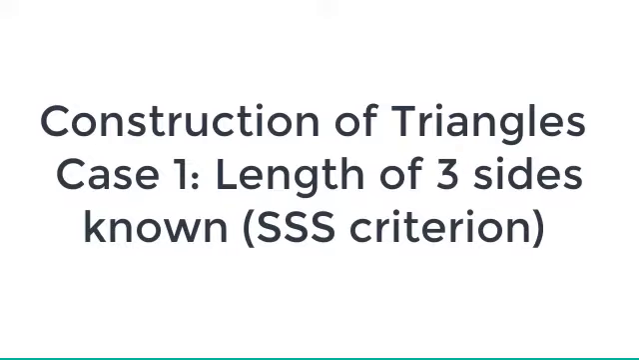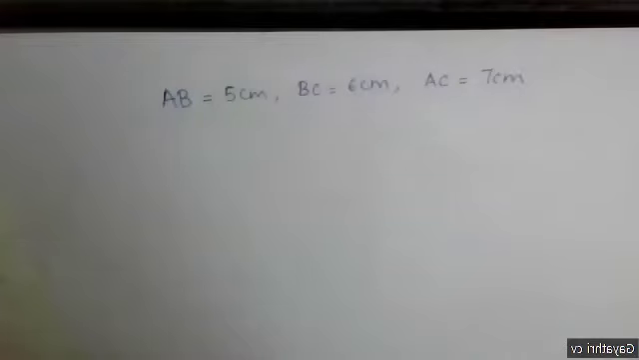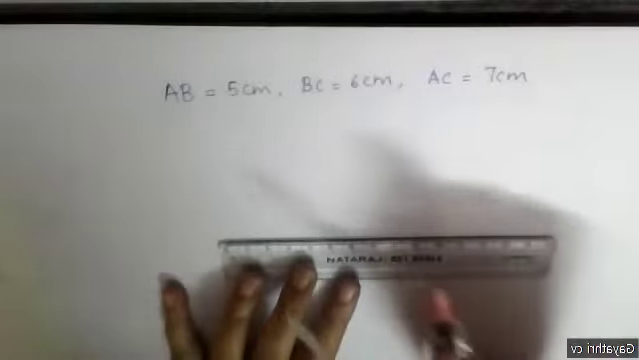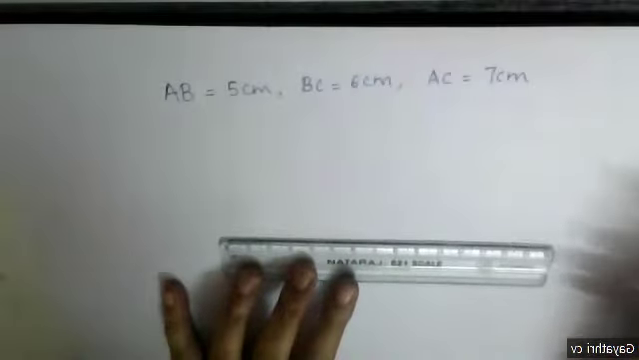Next, we are going to see how we can construct triangles. First we'll see constructing a triangle when the lengths of its three sides are known. So let us look at this question. They have given AB is 5 centimeter, BC is 6 centimeter, and AC is 7 centimeter. And we are going to construct the triangle ABC using these given measures. So let's see how we can construct the triangle ABC. We are going to use our ruler and our compass for this construction.